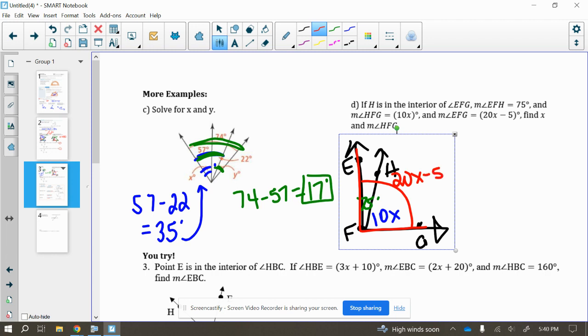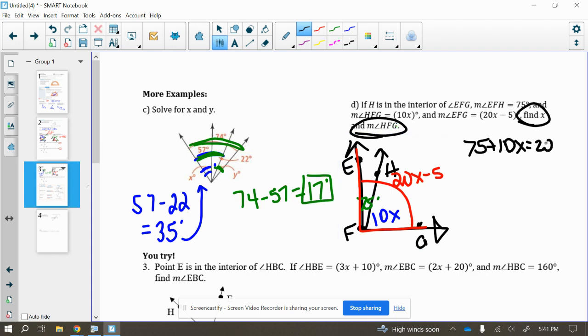And we want to find two pieces. We want to find either our value for x. We also want to find the value for HFG. So in order to do that, we need to add our small angle plus our small angle and equal it to our big angle. And then we do some algebra. Again, 10x is smaller than 20x, so I'm going to subtract that over. So we have 10x minus 5.